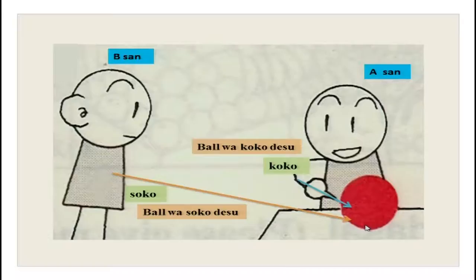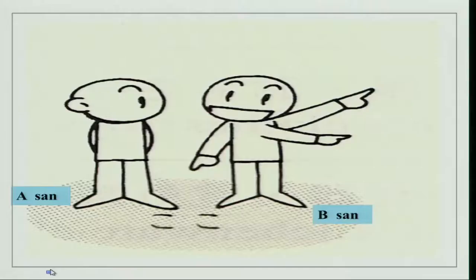So, you can see from the picture that the ball is close to A-san and the ball is far away from B-san, thus it is soko for B-san and koko for A-san. Now, you have these two people over here, A-san and B-san again, and let us see what they are doing. Well, B is pointing at something and so is A. So, well, what could it be? Well, it is koko, that means over here, as they are very close by, close to each other. So, koko or this place or this point could be close to both of them, then it would be koko, over here.